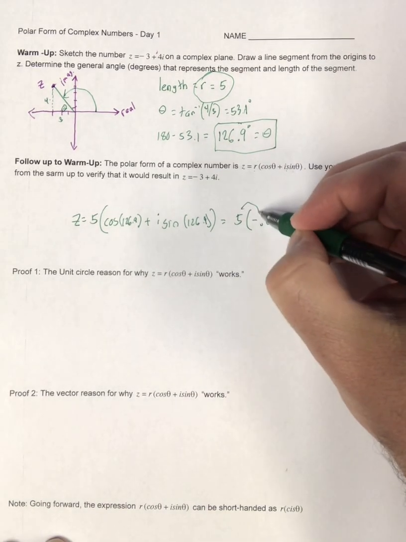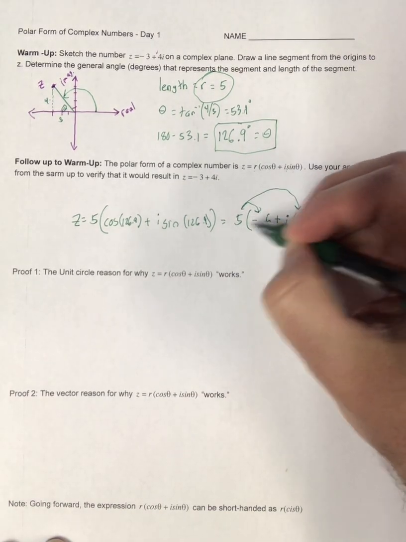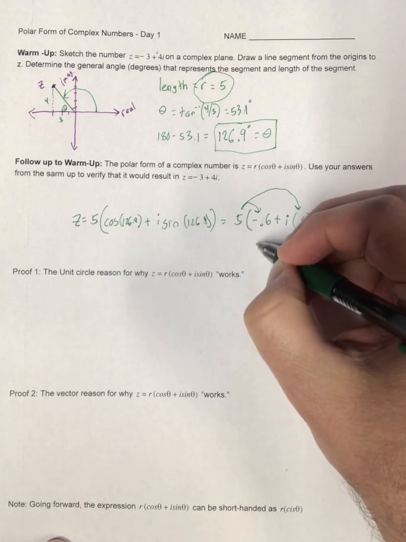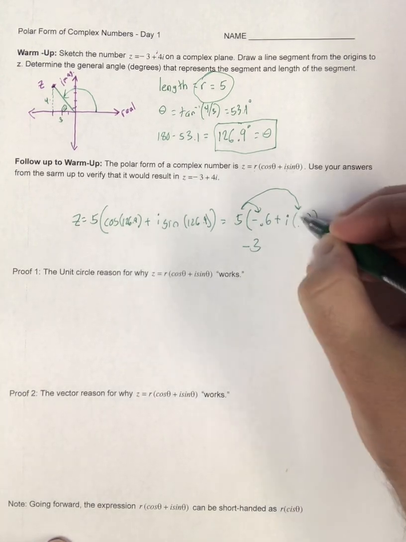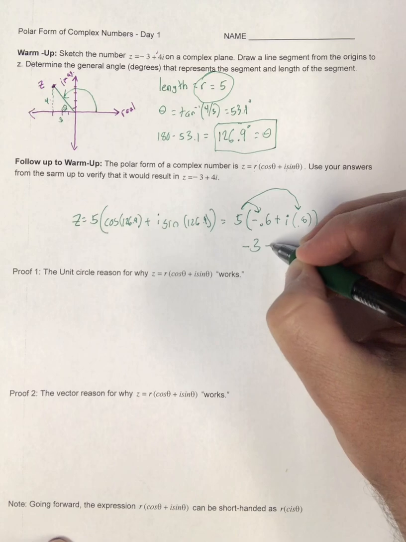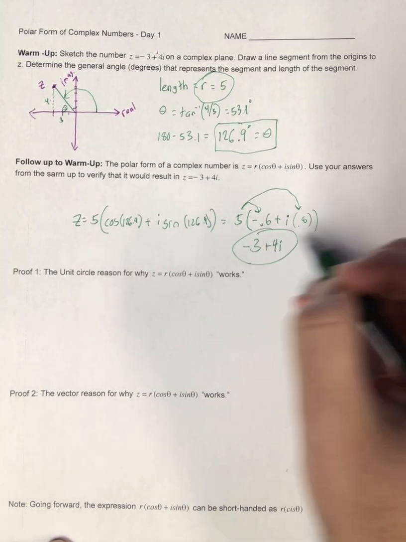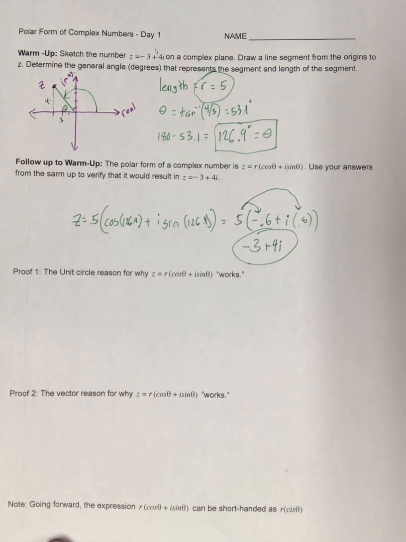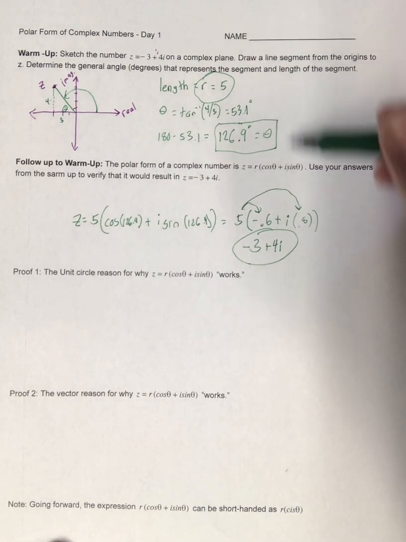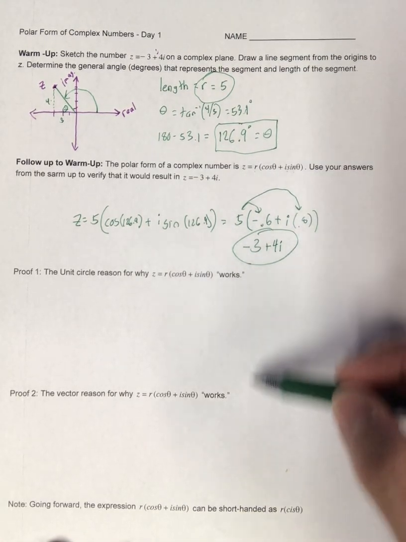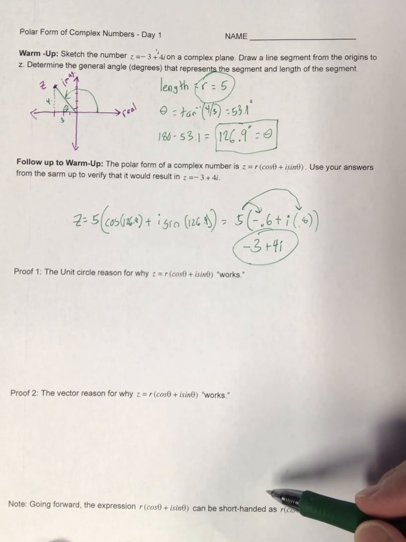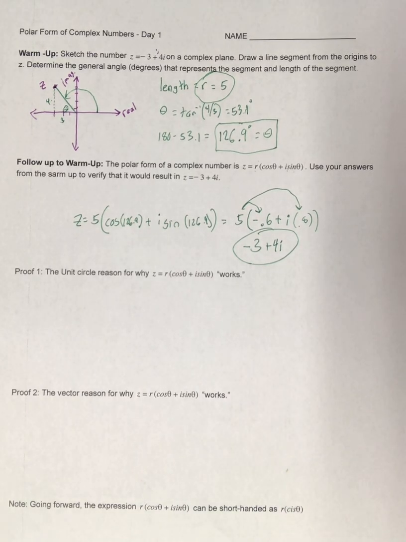Distributing the 5 in, 5 times -0.6 is -3. 5 times 0.8 is 4. So we do actually end up with -3 plus 4i, that same complex number. So this is just showing you that it does in fact work. These next two parts here are going to show you kind of why it works. I'm going to give you two different reasons as to why it works.